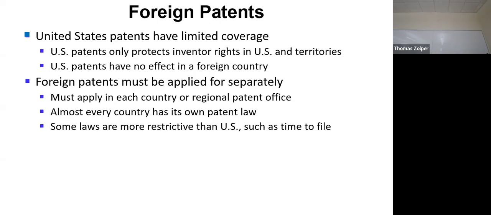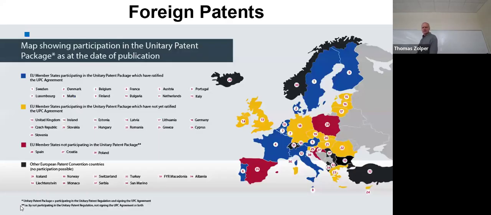For foreign countries, you'd have to apply for a patent at each country or regional patent office, each of which would have its own patent law. Some of which are more restrictive than the United States as well, in terms of time to file, public disclosure, and things like that. So to give you a little perspective on the state of the world in terms of patent and IP protection, here we've got the unitary patent package that you can see the European Union is gradually consolidating into a members-type protection.